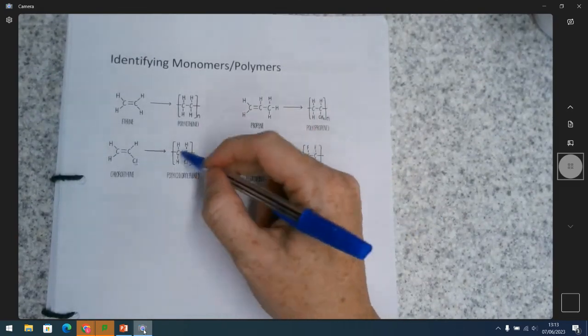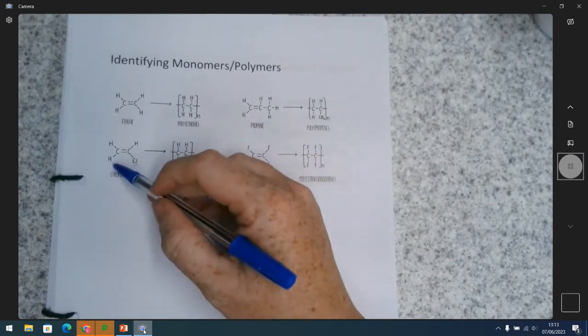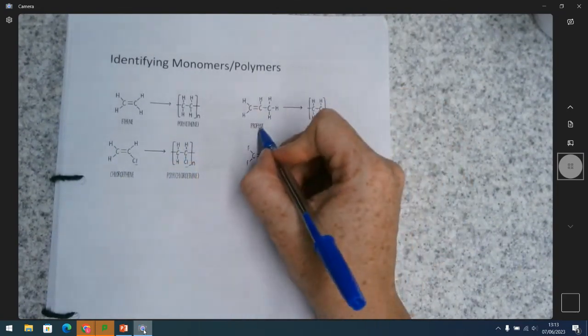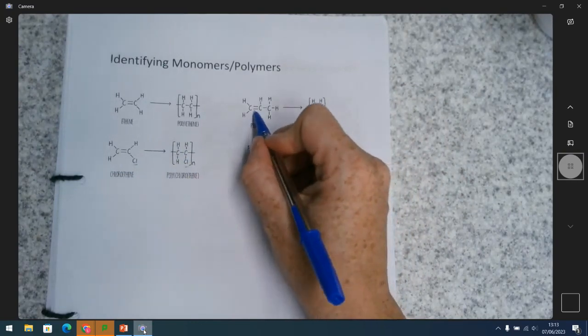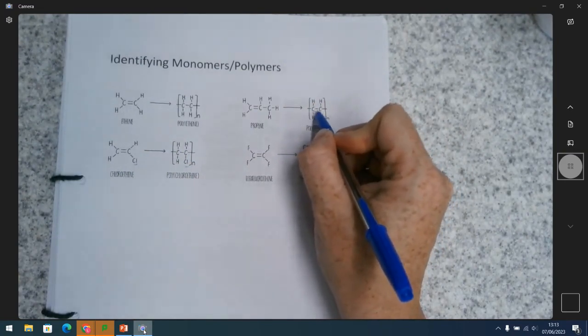Okay, so you can see that it matches. And we know that the monomers, to turn into polymers, the double bond has to break. So here we've got propene. The double bond is there, which is why the CH3 goes down there like that. But essentially, that is where the double bond would be.